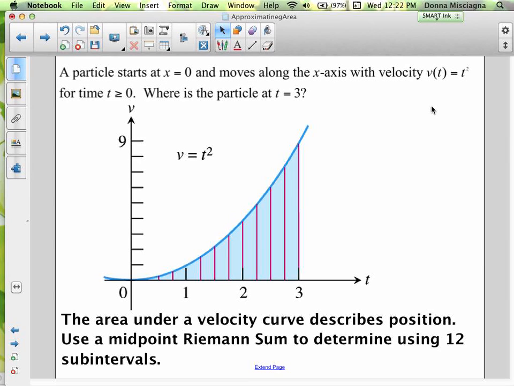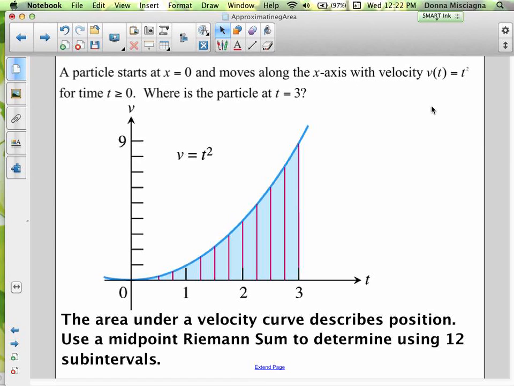A particle starts at x equals 0 and moves along the x-axis with velocity v of t equals t squared for time t greater than or equal to 0. Where is the particle at t equals 3? So let's find our Riemann sum, and then we're going to talk about what our Riemann sum is actually giving us here. So this one has a real-world context.